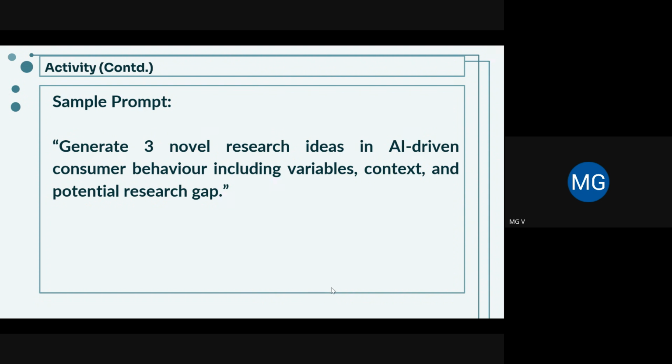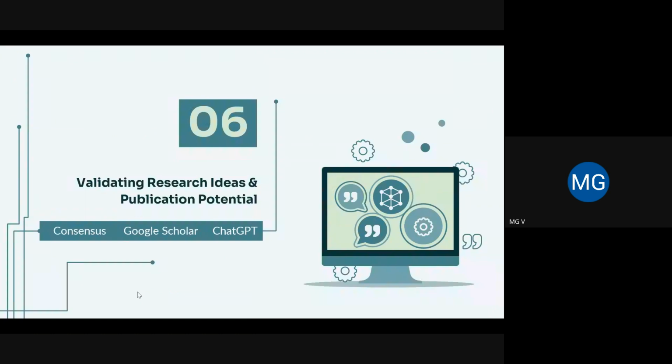So we are now in a position to develop the ability to generate research ideas using AI, the skill to validate novelty using literature, and a clear direction for research paper development.